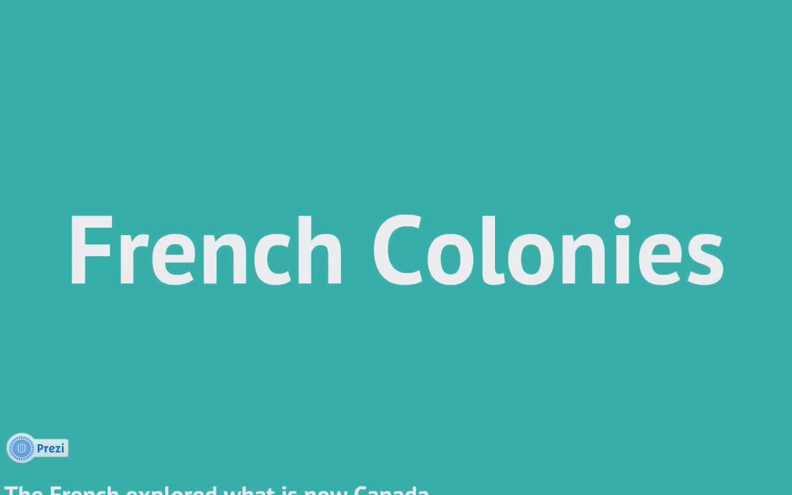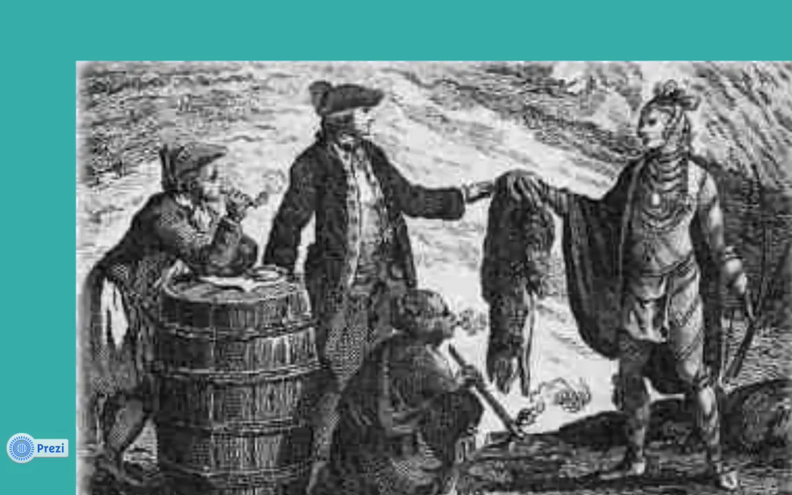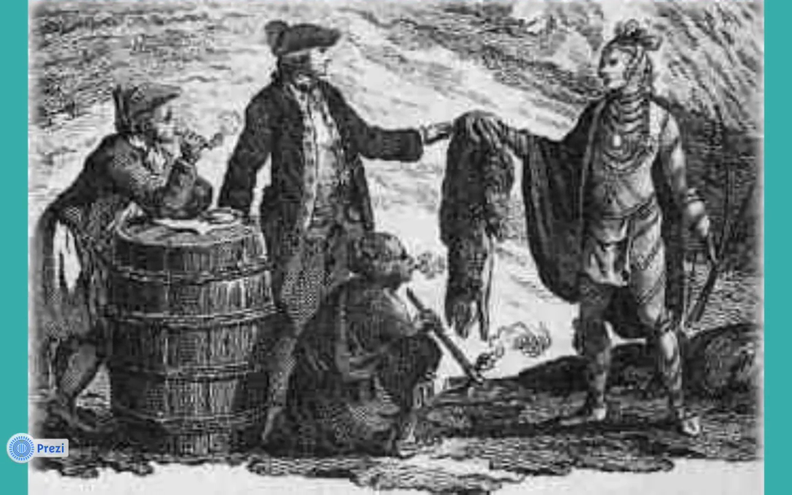And French colonies. When we talk about French colonies, they explored a lot of Canada. Instead of enslaving natives, though, they were very friendly to the natives. They actually traded furs with them. They even married Native American women during that time. And they would explore the Mississippi River and create a settlement in modern Louisiana, as well as Haiti, which we will talk about on Thursday because they're going to have a revolution in Haiti. And here's a picture of them trading furs with the natives.